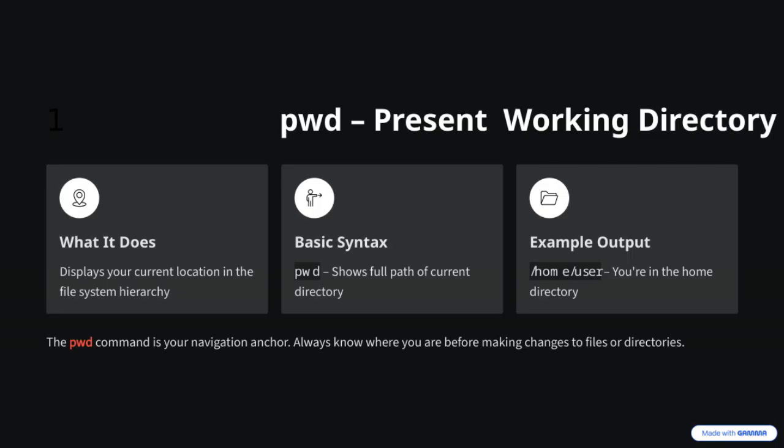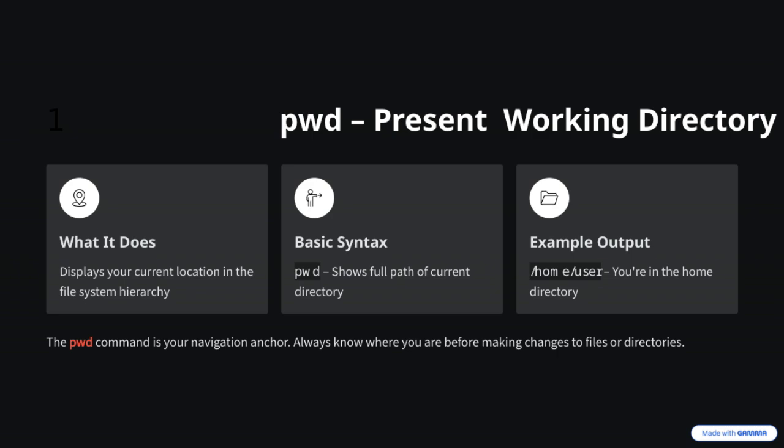The pwd command is really your navigation anchor. It's essential to always know exactly where you are before making any changes to files or directories. For example, when I type pwd, it will show me the full path of my current directory, like /home/user. This helps me keep track of my location within the file system hierarchy. The basic syntax is simple. Just type pwd, and it displays your current position in the file system.